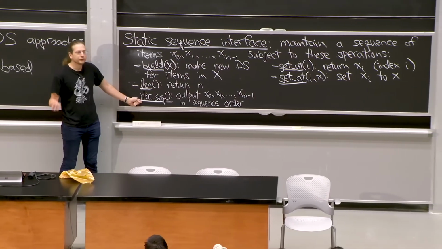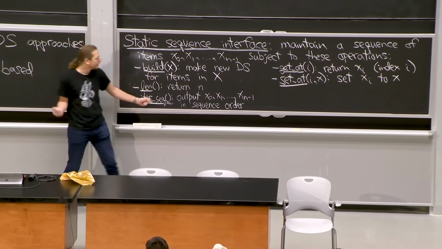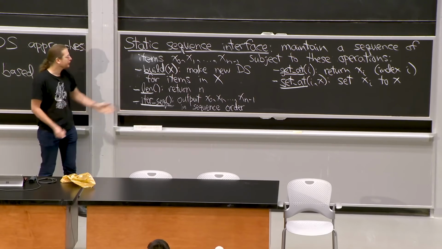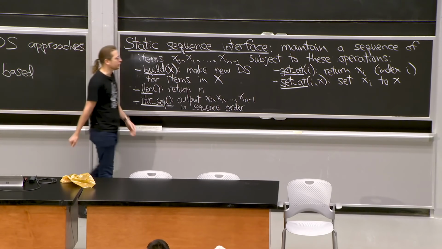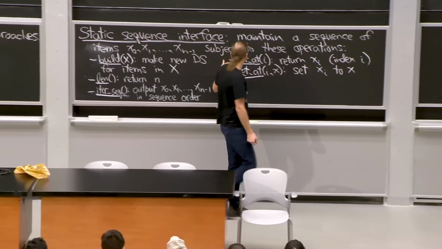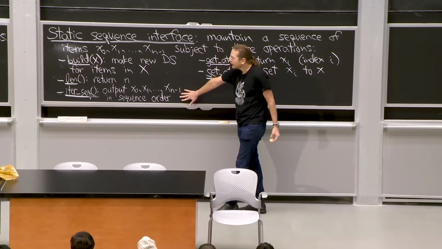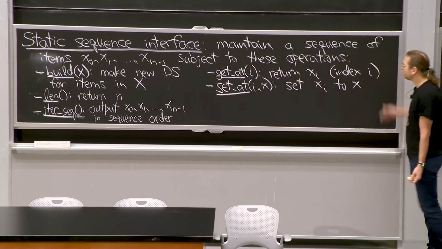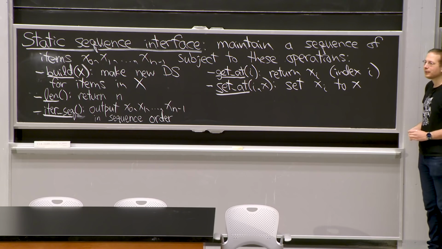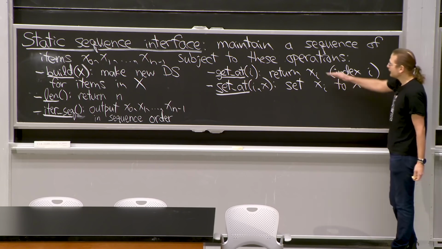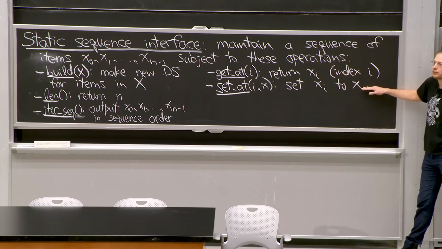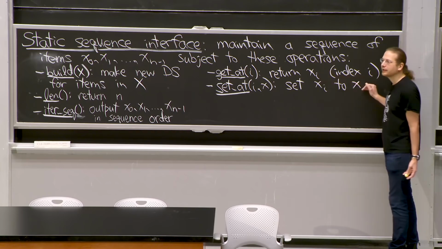Iter sequence, this is the sense in which we want to maintain the order. I want to be able to output x0 through xn minus 1 in the sequence order, in that specified order that they were built in, or that it was changed to. So this is going to iterate through all the items. So it's going to take at least linear time to output that. But more interesting is we can dynamically access anywhere in the middle of this sequence. We can get the ith item xi, given the value i, and we can change xi to a given new item. Okay, so that's called get at and set at.